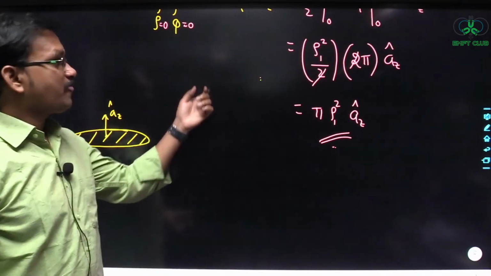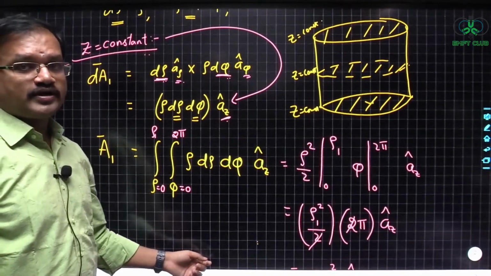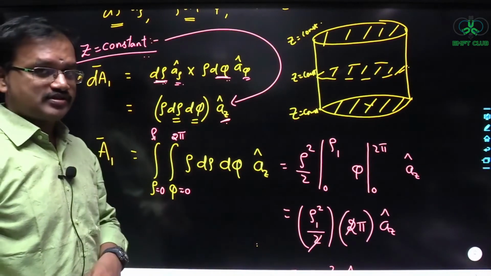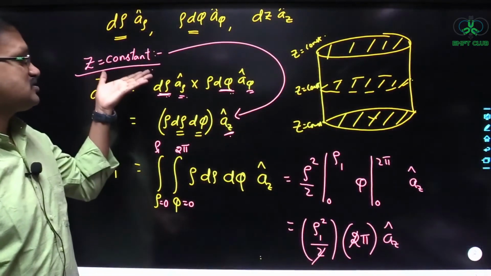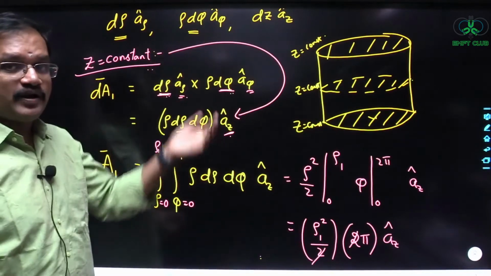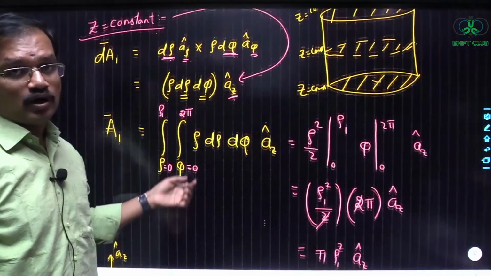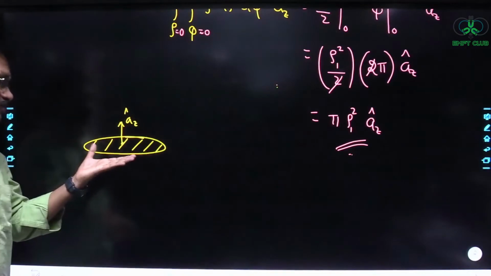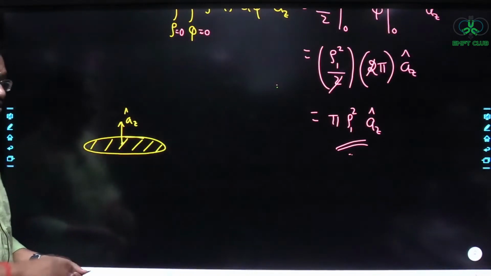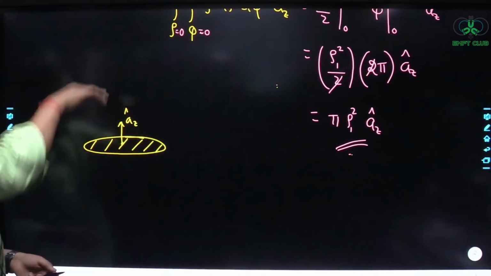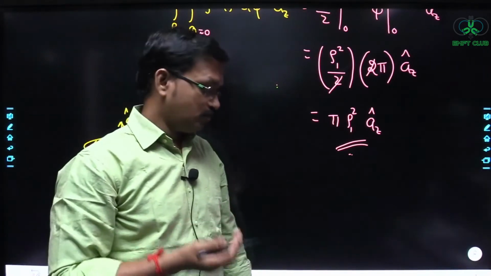Right? So here in the cylindrical coordinate system, we are having 3 surfaces. If you extend this z equal to constant surface in its perpendicular direction, we are going to get the volume. Z equal to constant surface is nothing but the surface area of a circle. If you extend this in its perpendicular direction, you are going to get the volume of the cylinder.